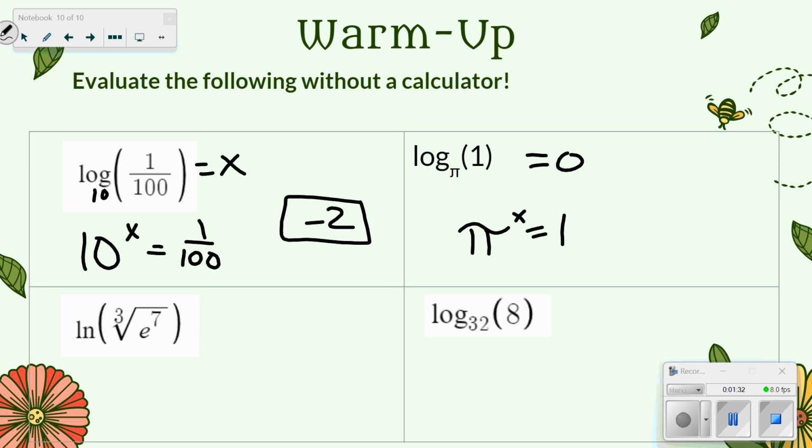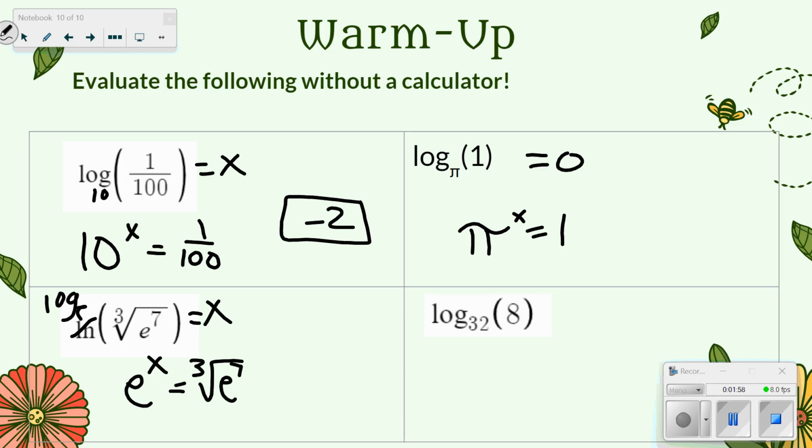Let's look at our next question. We have ln of the cube root of e to the 7. And if I see ln, if that's scary to me, how can I rewrite that? It's log base e, yes. So I have log base e. And if you want to rewrite that as an exponent, it's e to what power gives you the cube root of e to the 7.